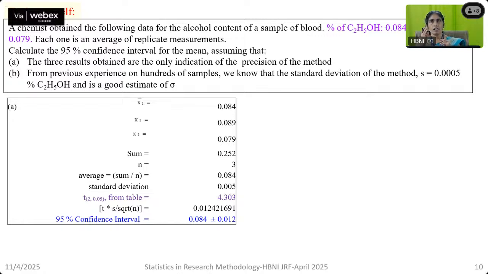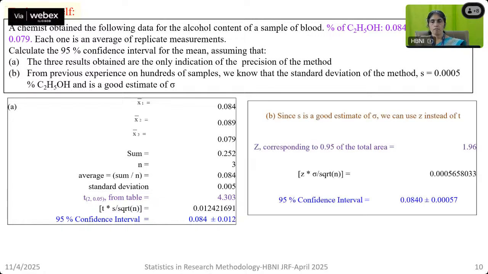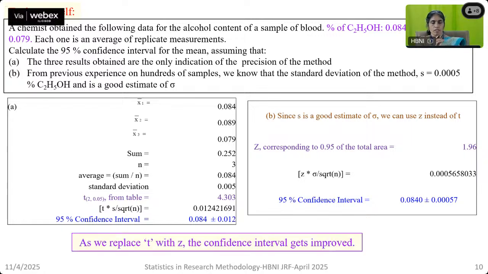So originally, when we had only a limited number of data, 3 data, you can see that the standard deviation is around 0.005. But in the B part of the question, the standard deviation obtained over several hundreds of samples, you will see that the standard deviation is refined, with 3 zeros after the decimal and 5, 0.0005. Accordingly, when you calculate the confidence interval for the 2 different cases, you can see that the width of the confidence interval is confined. That means the precision is improved in the case of utilization of the Z table.